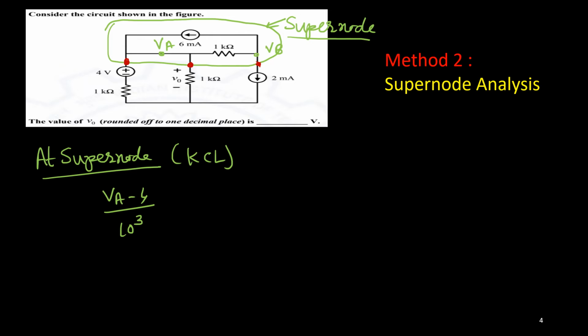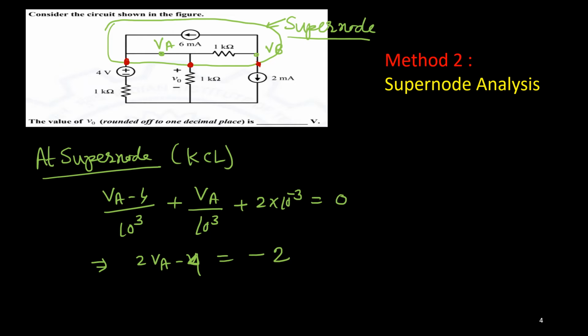So what will you get? This is your VA minus 4 upon 10 to the power 3 plus VA by 10 to the power 3, because of the current through this 1K, and again 2 milliampere is leaving, 2 into 10 to the power minus 3 equals 0. Okay, so if you simplify, 2VA minus 4 equals minus 2. Simply, 10 to the power 3 and minus 10 to the power 3 will cancel out. It will become minus 2.